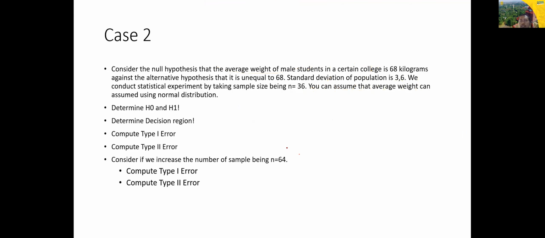Oke, the group 1, please compute for type 2 error. Are you there? Group 1? Yes, sir. Okay, please, Java.